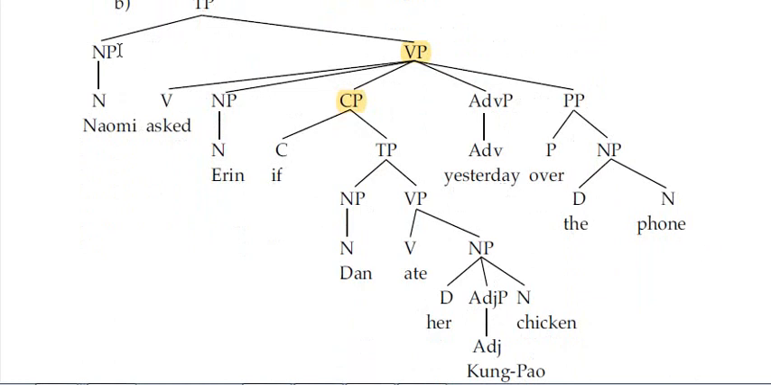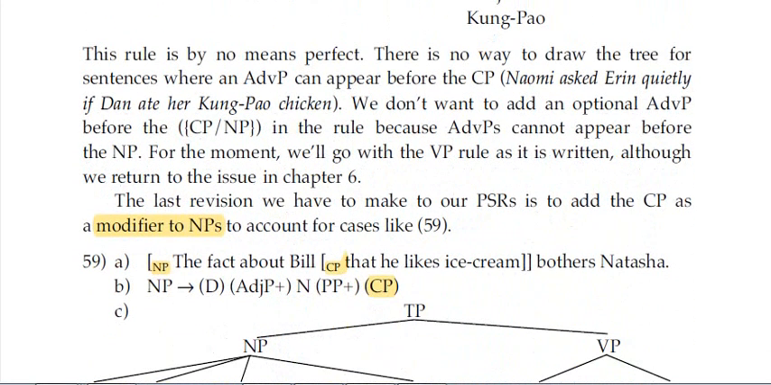So TP can have noun phrase, and then noun phrase have verb phrase. Verb phrase, okay, has lots. It has verb, noun phrase, and then CP, complementizer phrase, adverbial phrase, and prepositional phrase. Okay, so it's quite long.